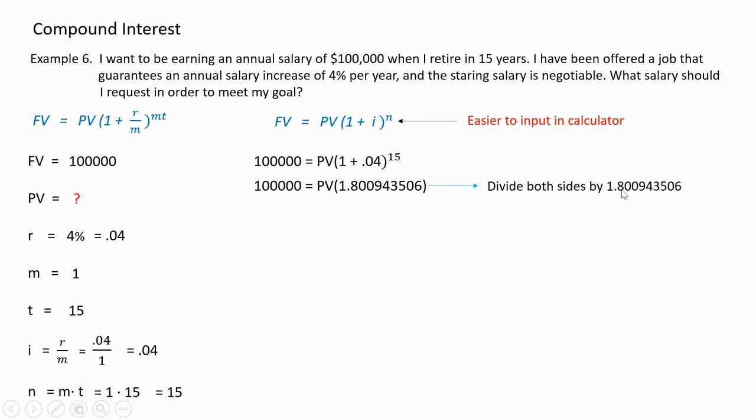Let me see what it is here. Divide both sides by 1.800943506, and again, you don't round off. So that's my present value. We use a calculator, so this is going to be my answer. So it'll be what, $55,526.45.